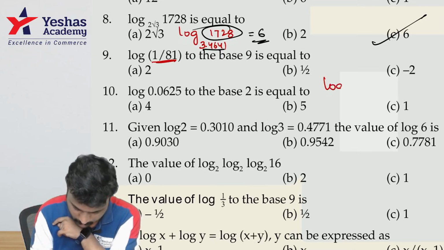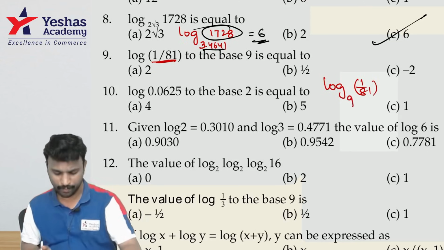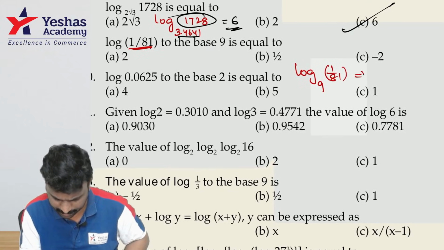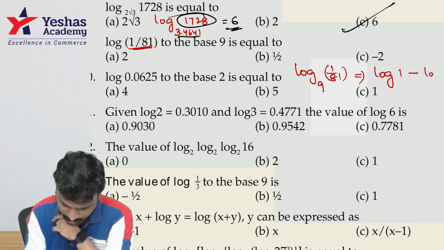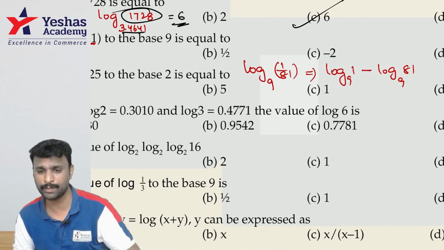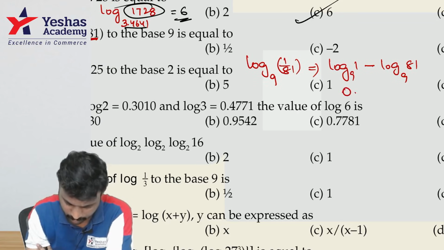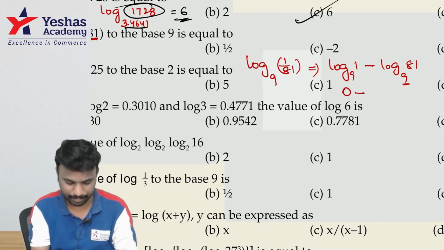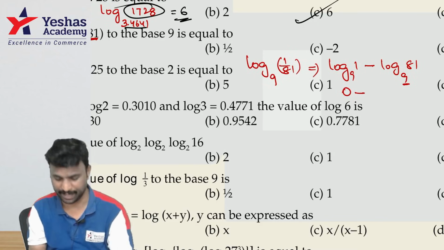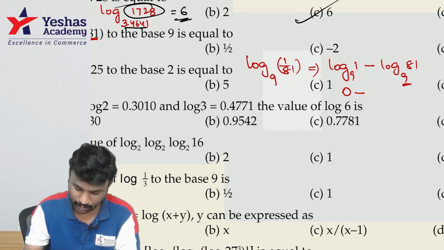Guys, how do I write this? First of all, log 1 by 81 to the base 9, isn't it? First of all, log 1 by 81 can be written as what? Log 1 minus log 81 to the base what? 9, isn't it? To the base what? 9. Guys, what is log 1 to the base 9? It is 0. And how do I find this value, guys? How do I find this value? Type 9 in the calculator, press into, keep on pressing equal until you get 81.